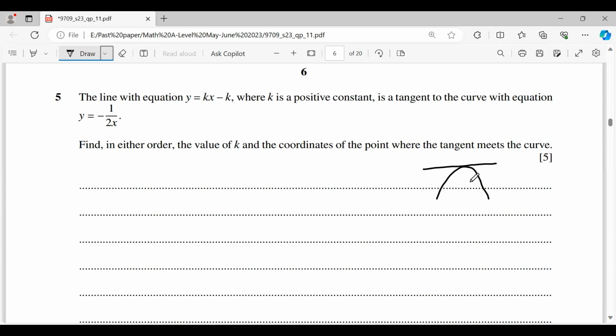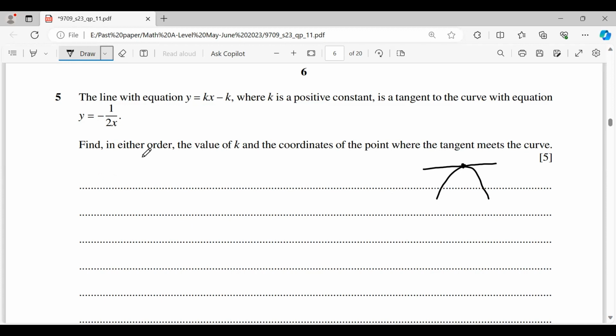Tangent to the curve with the equation. Okay, this is the curve, and this is the tangent equation, the straight line equation. Find in either order the value of k and the coordinates. How are we going to find this coordinate point? When the straight line touches this curve, it has a coordinate point, where the tangent meets the curve. So we are going to find it.